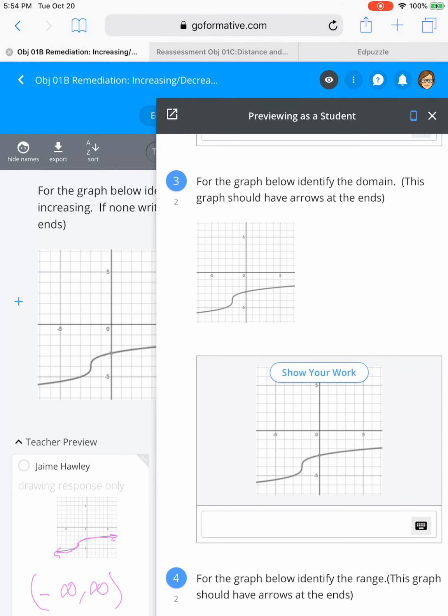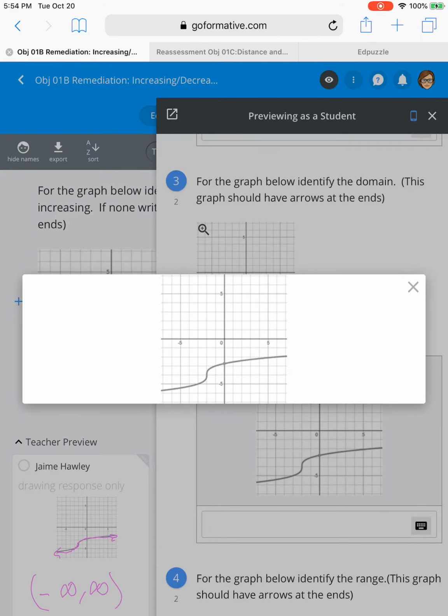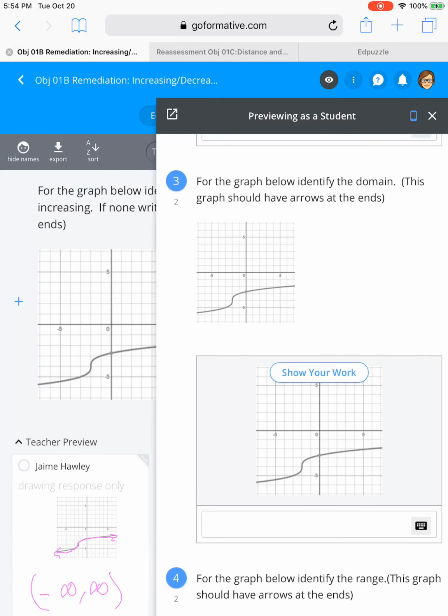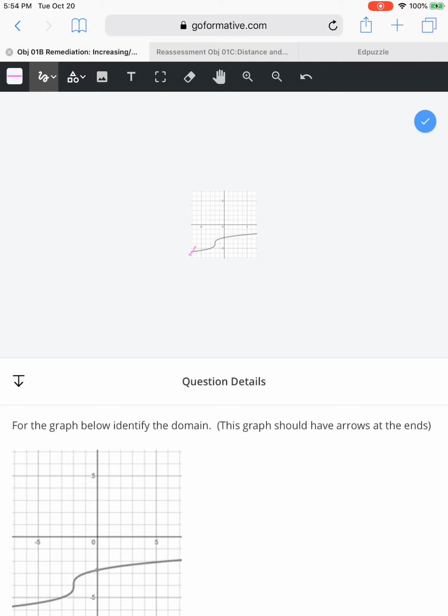Number 3, identify the domain. So it keeps going to the left. That's going to be negative infinity. It continues going to the right. That's positive infinity. My x values can be anything. My x value could be -5, -4, -3, -2, -1, 0, 1, 2, 3, 4, 5, 6, etc.